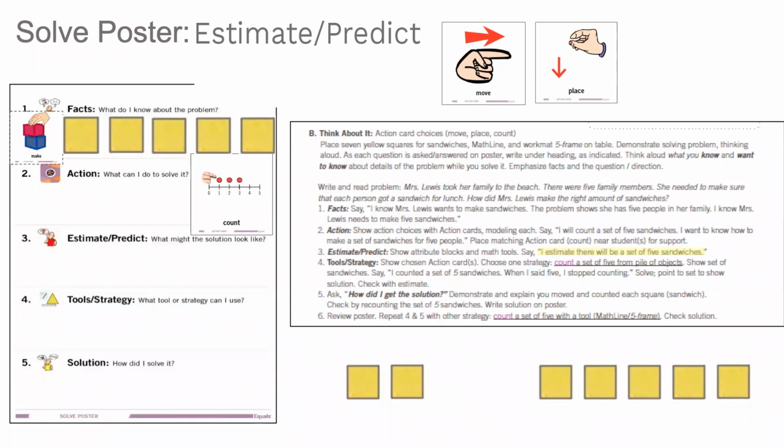But be patient and know that providing choices of possible solutions is not about giving away an answer, but rather it's providing an opportunity for students to learn what it means to stop and think about what their solution may be. So in this example, I can show a set of 2 sandwiches and 5 sandwiches and say, all right, well, I know Mrs. Lewis needs to make 5 sandwiches. I estimate there will be a set of 5 sandwiches once I solve this problem. Now, once I have estimated the solution, I have to be sure to place my estimate on the solve poster so that it remains visible.